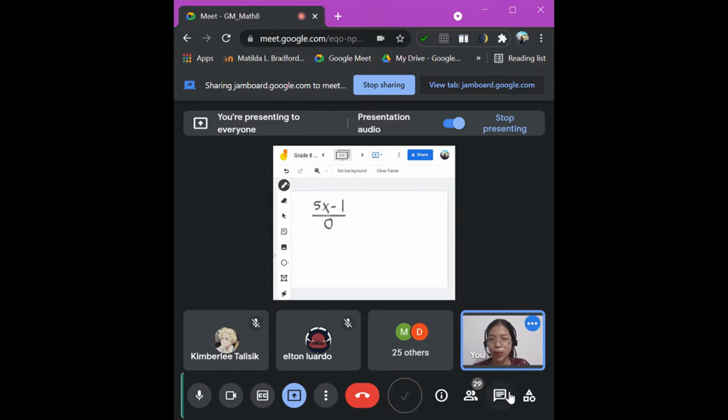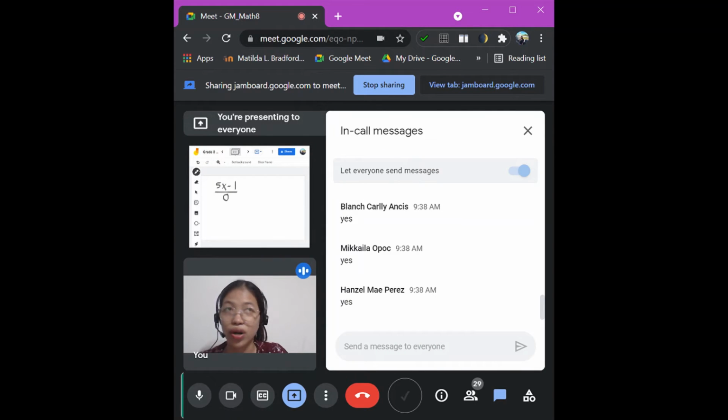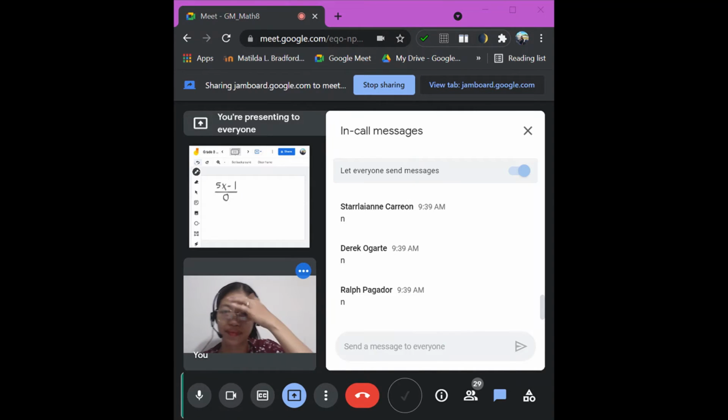Okay. Put RAE in the chat if it is a rational algebraic expression, and then put N if not. Okay, very good. It is not, right? Because the denominator is 0. Okay, very good. Okay, next one.